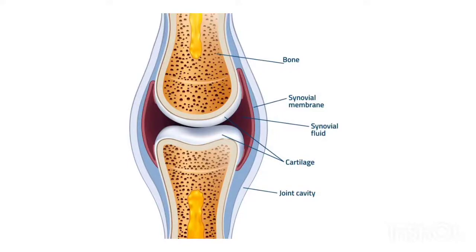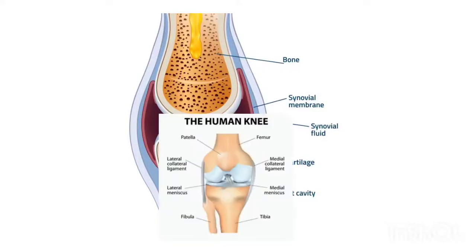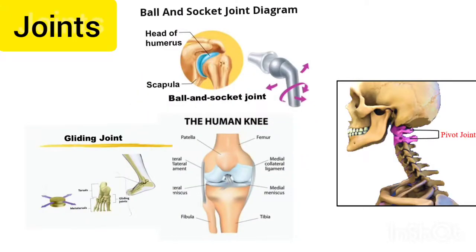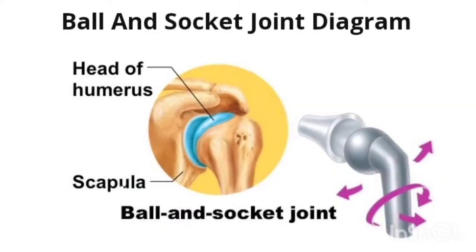Okay? Then, friends, most joints of our body are movable. Okay? There are four types of movable joints. First, ball and socket joint. Friends, this joint will have a cup-shaped end and a ball-shaped end. So this will go into the bone and the rotation alone will be there.